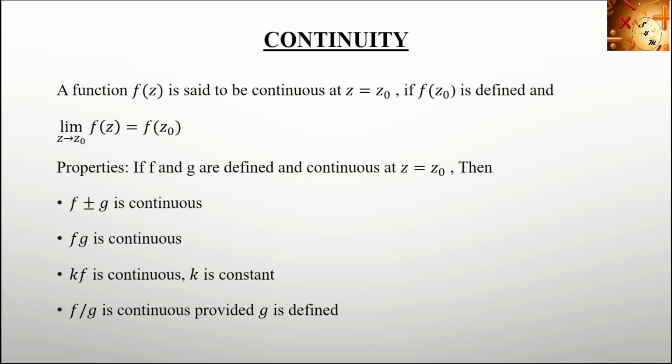These are the properties. If f and g are two complex functions which are defined and continuous at z equal to z0, then f plus g is continuous, f minus g is continuous, f into g is continuous, a scalar times the function is continuous, and f by g is continuous provided the denominator g is defined at that point. So these are the properties for continuity.